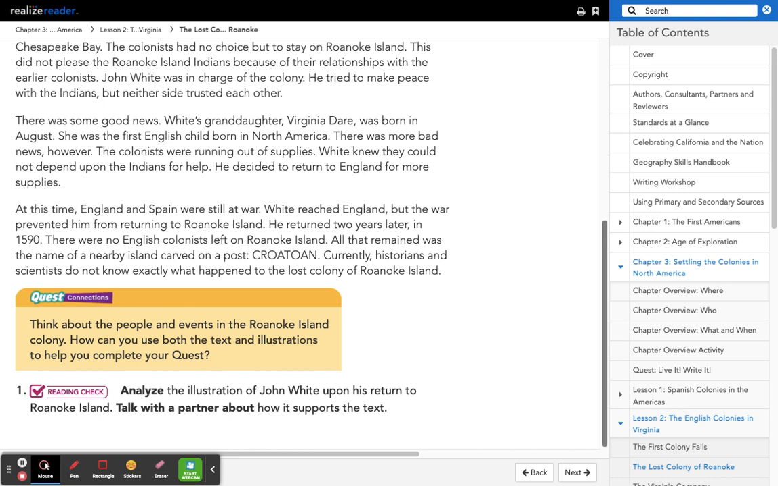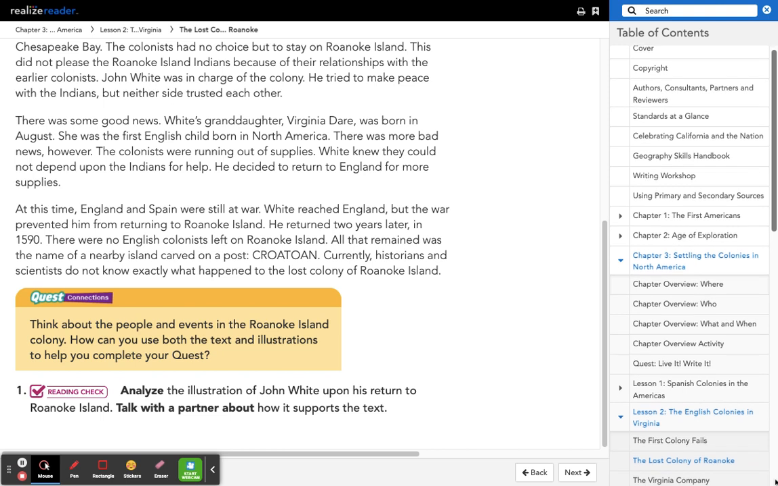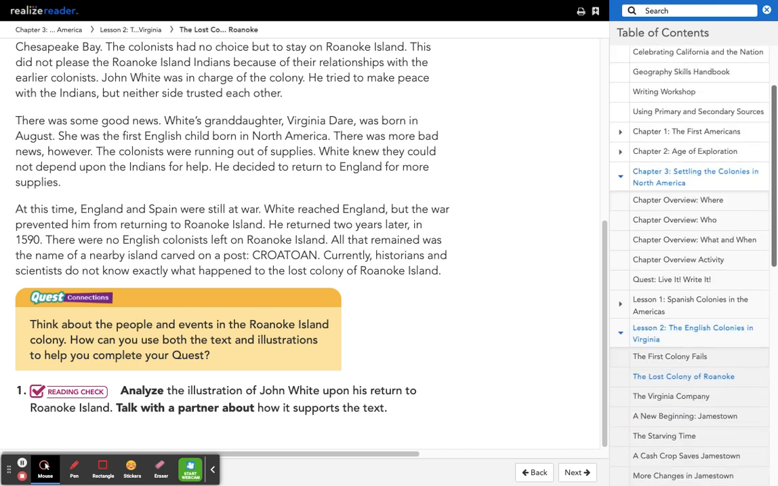At this time, England and Spain were still at war. White reached England, but the war prevented him from returning to Roanoke Island. He returned 2 years later in 1590. There were no English colonists left on Roanoke Island. All that remained was the name of a nearby island carved on a post, Croatoan. Currently, historians and scientists do not know exactly what happened to the lost colony of Roanoke Island.